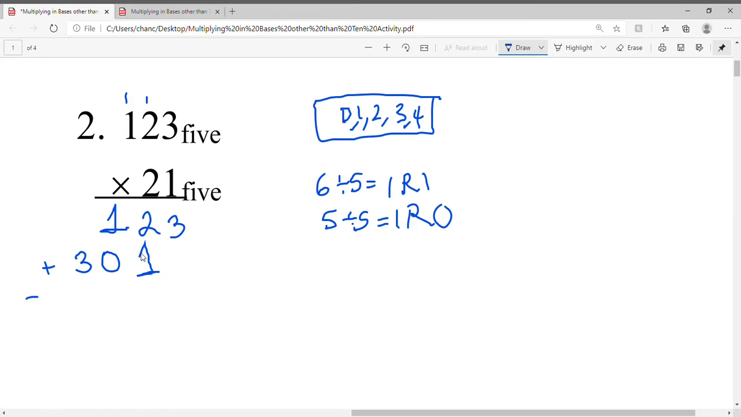Then we can add. Now be careful, you want to make sure you're stacking it in the right place. I start underneath the 1, then I'll start underneath the 2. So be careful with the stacking. Let's add. We have 3, 3, 1, 3. So our solution is 3, 1, 3, 3. And don't forget your base here, base 5.